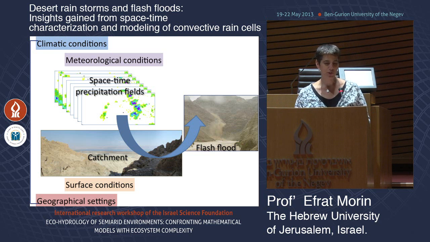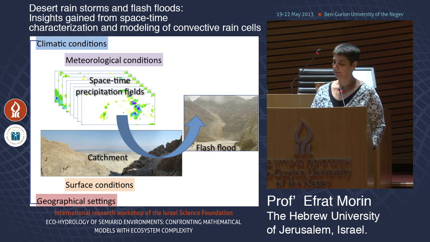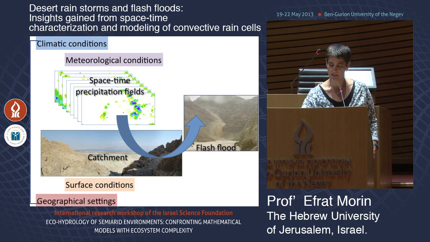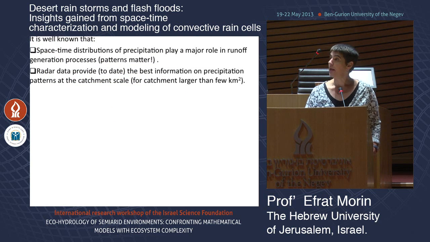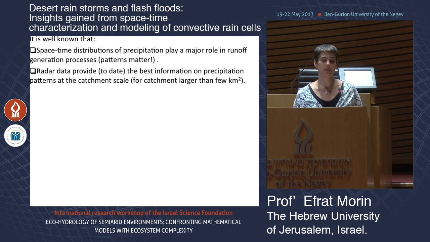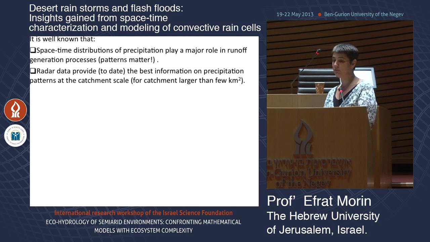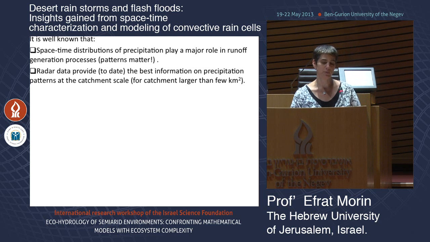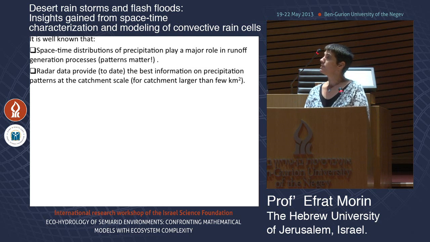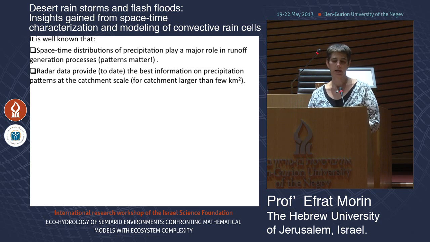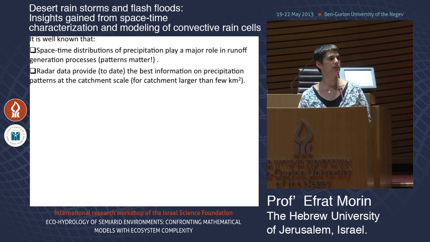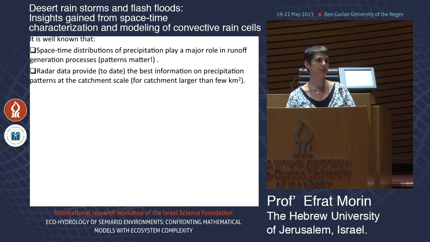Now, this is, of course, not a new research field, and a lot of research has been conducted on these issues. It's very well known that space-time distributions of precipitation play a major role in the runoff generation process. Yes, patterns matter, we know this. It's been known for many years. And it's also known that the standard rain gauge network does not represent precipitation patterns well.